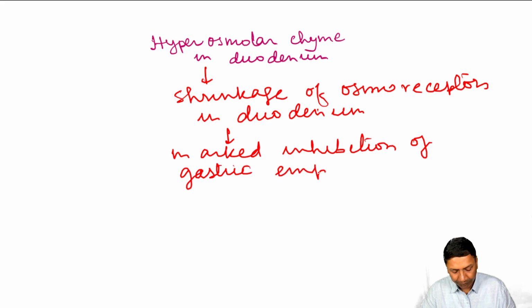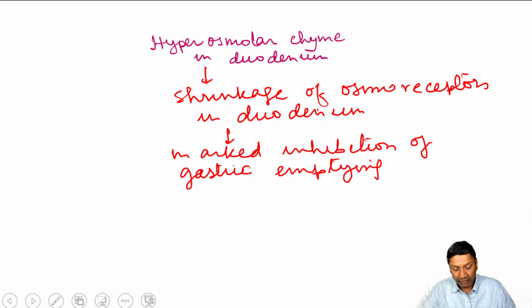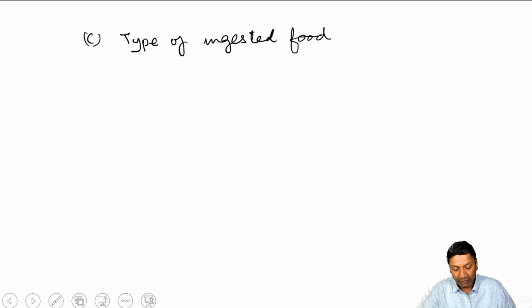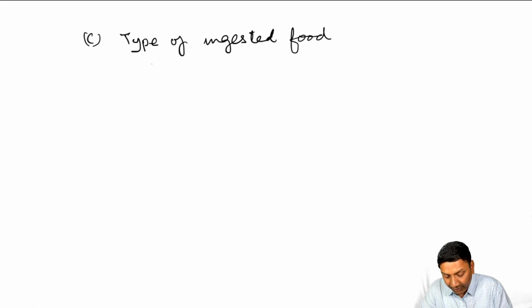So the chyme which is hyperosmolar will take a longer time to pass through the stomach, right? Because its gastric emptying is very slow. And if the chyme is hypoosmolar, it will pass relatively easier from the stomach, right? Then the other factor is the type of the ingested food. So the rate of the gastric emptying depends upon the type of the food we ingest.